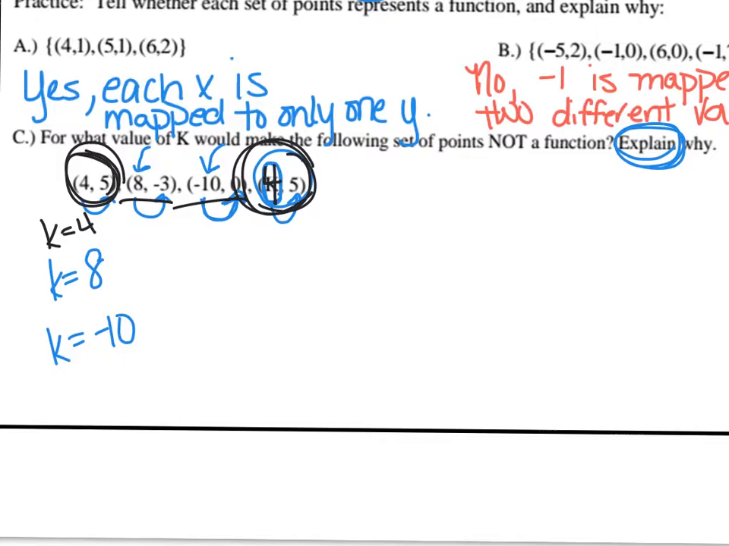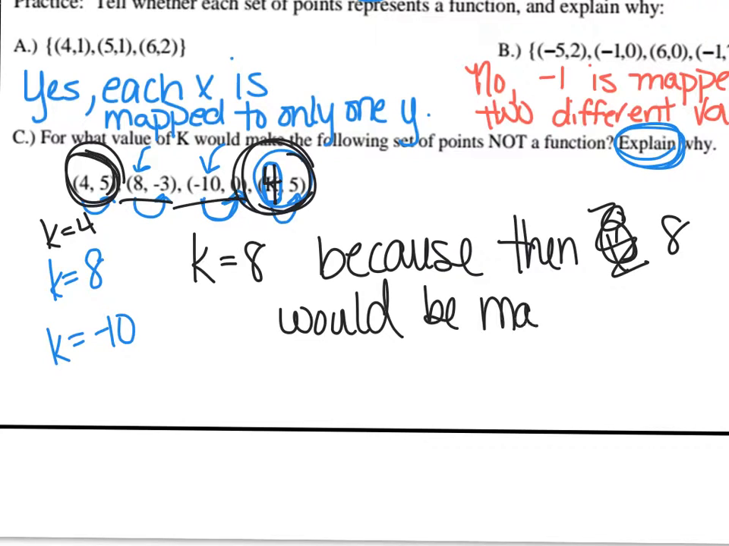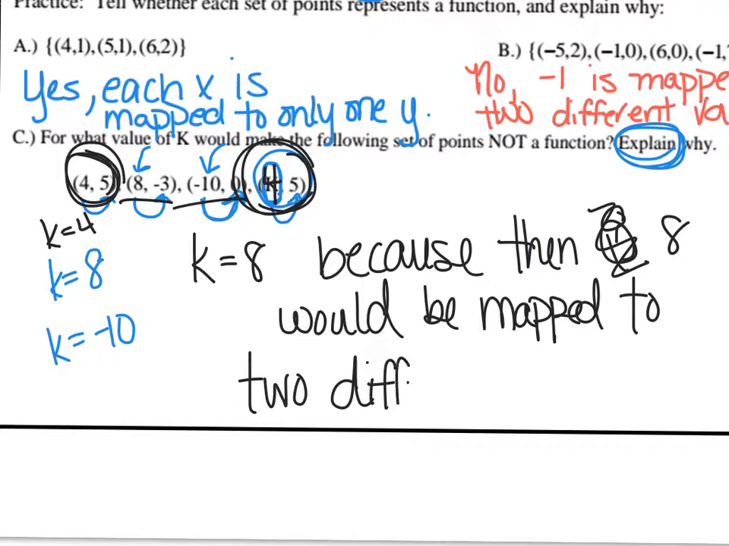All right, so let's stick with k equals 8, because 8 would be paired, or mapped, to two different outputs. Okay, make sure you understand that.